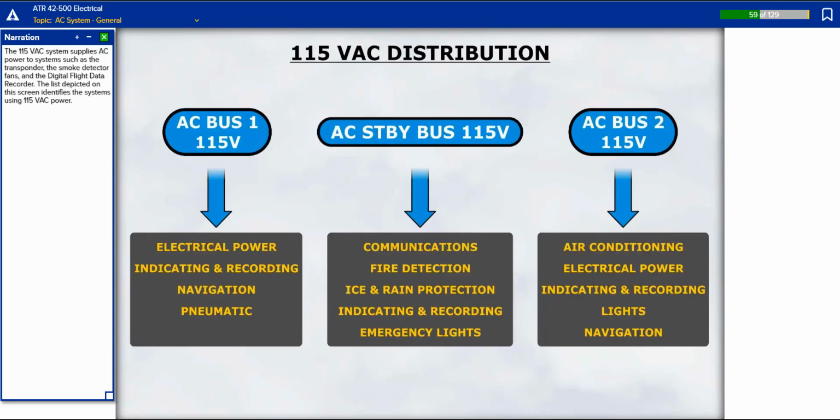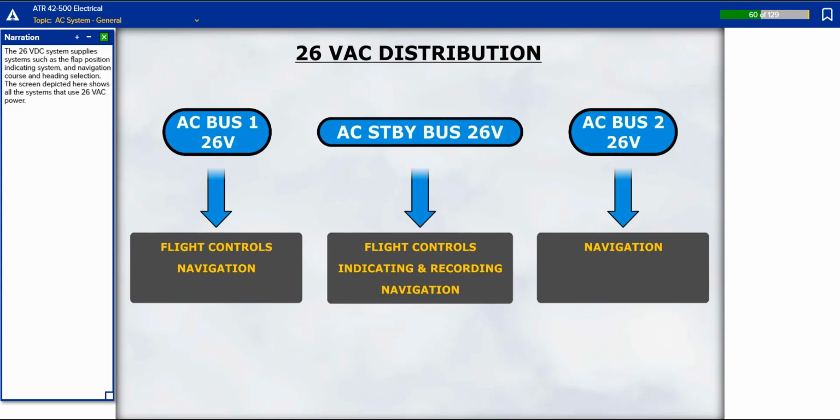The 115 volts AC system supplies AC power to systems such as the transponder, the smoke detector fans, and the digital flight data recorder. The list depicted on this screen identifies the systems using 115 volts AC power. The 26 volts AC system supplies systems such as the flap position indicating system and navigation course and heading selection. The screen depicted here shows all the systems that use 26 volts AC power.